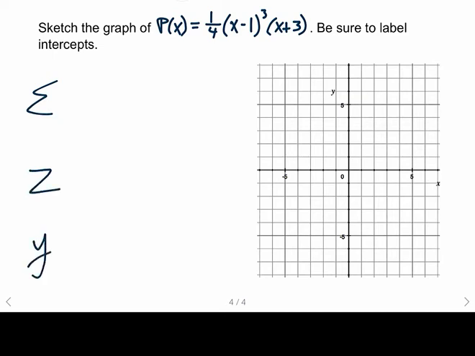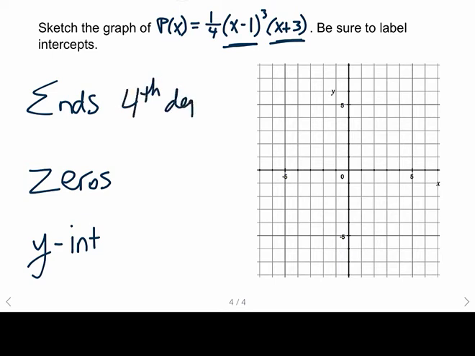For ease, we're looking at the ends. Z, we're looking at behavior at zeros, which in this context is closely associated with x-intercepts. And then finally for y, we're looking at the y-intercept. As far as the ends, we're looking at the degree of the polynomial. And if we were to multiply out x minus 1 cubed and then multiply that by x plus 3, I'm sure you can confirm this is a fourth degree polynomial. Being that it is a polynomial of even degree, the ends will point in the same direction. Because the coefficient out front, 1/4, is positive, that direction is up and not down.